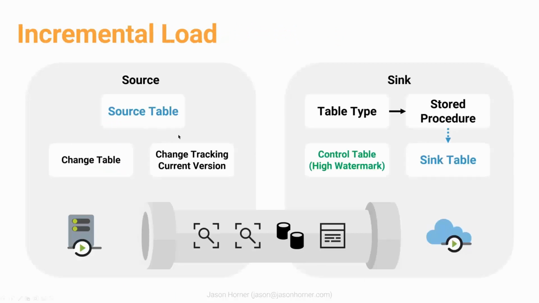Incremental load, in ADF, the easiest way to implement that is to use change tracking right now. So we'll go through some of the change tracking approach, but the idea is that you have a change table function, you've got a current version that you can query, and then you have a control table over here on the sync side where you store the last version.